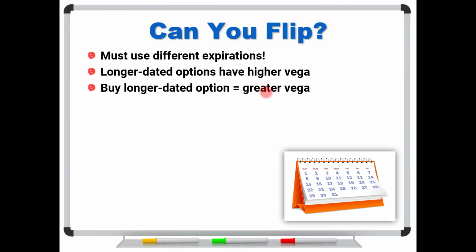All options that you purchase will certainly have positive Vega, but it's going to be a lot bigger and a lot more pronounced on the longer end of the expiration curve. So what you could do is buy a longer dated option, get loaded up with this greater amount of Vega, but sell a shorter dated one, and that could also create negative gamma. So look what happens now. We're getting positive Vega and we're getting negative gamma.